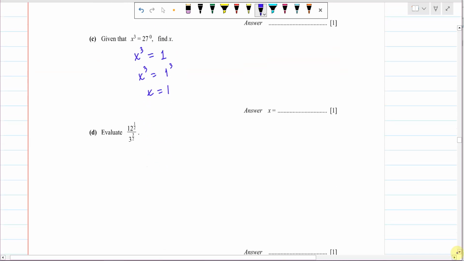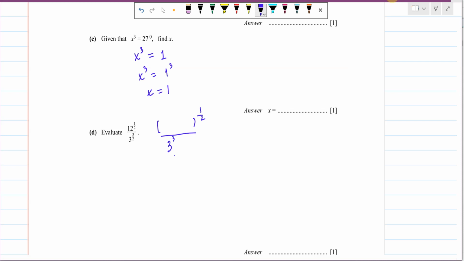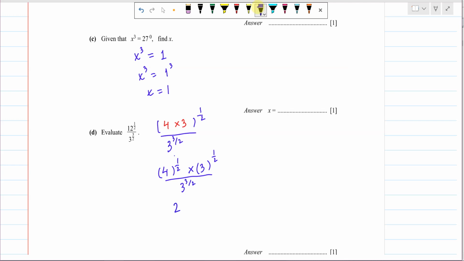Next one, 12 to the power 1 upon 2 and 3 to the power 3 upon 2. It says 12 to the power 1 upon 2 divided by 3 to the power 3 upon 2, right? Now what is 12? 12 is basically 4 multiplied by 3, right? So it means that we have 4 whole power, apply on everything, power 1 upon 2 into 3 whole power 1 upon 2 divided by 3 to the power 3 upon 2, right? 4 to the power 1 upon 2, it is equals to 2.